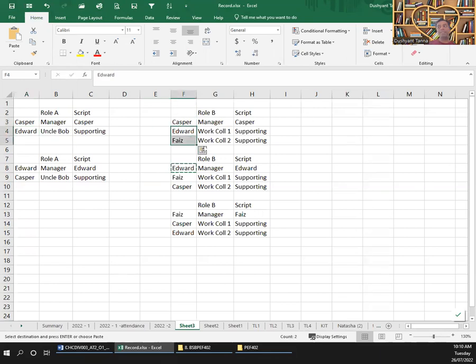Same thing here. Casper is the manager. Edward and Faze are the work colleagues who are complaining about Uncle Bob. Then Edward and Faze will definitely raise some concerns: Casper, manager, it's good that you are listening to us, but how about this? Just 1 sentence. And Casper will respond to that, which demonstrates the capacity of Casper as a manager leading a team. So that will really help.